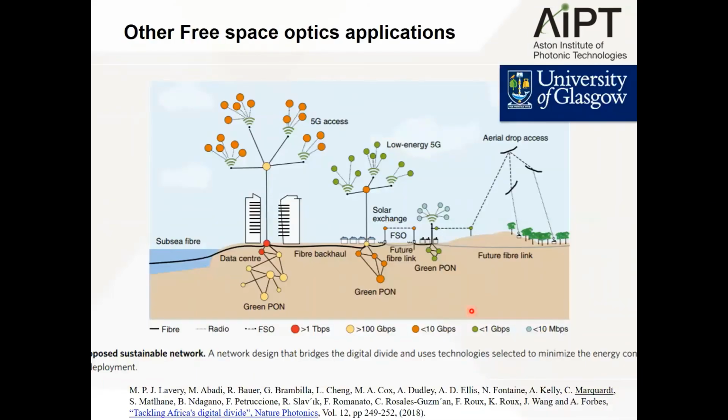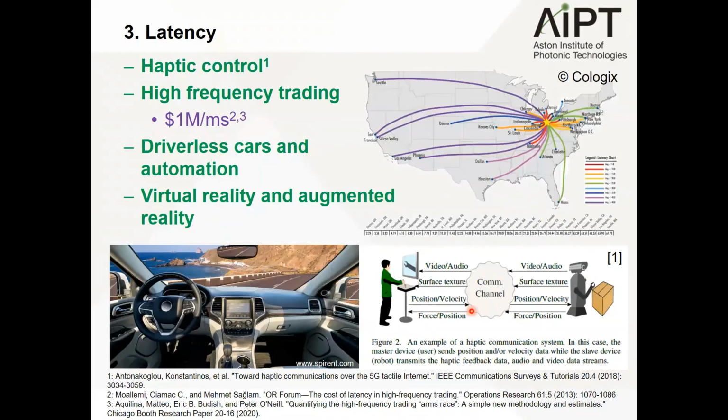And you can do an awful lot of other things with free space as well. You can replace optical fiber links where it's difficult to install or where there's been a failure. You can actually do aerial drops off low Earth orbit satellites where you have a longer link, and you can provide point-to-point access in interesting scenarios.